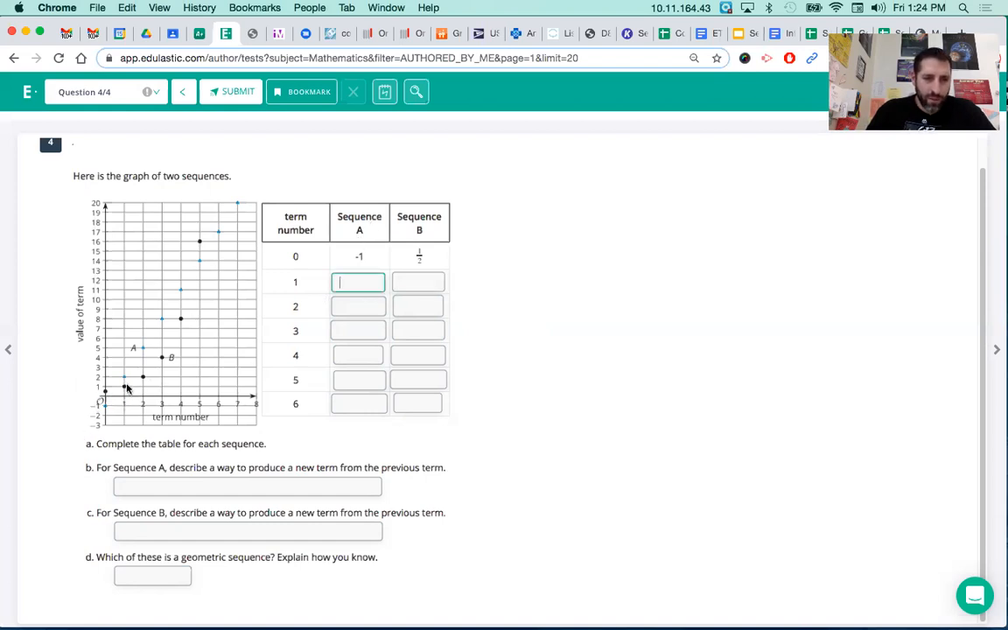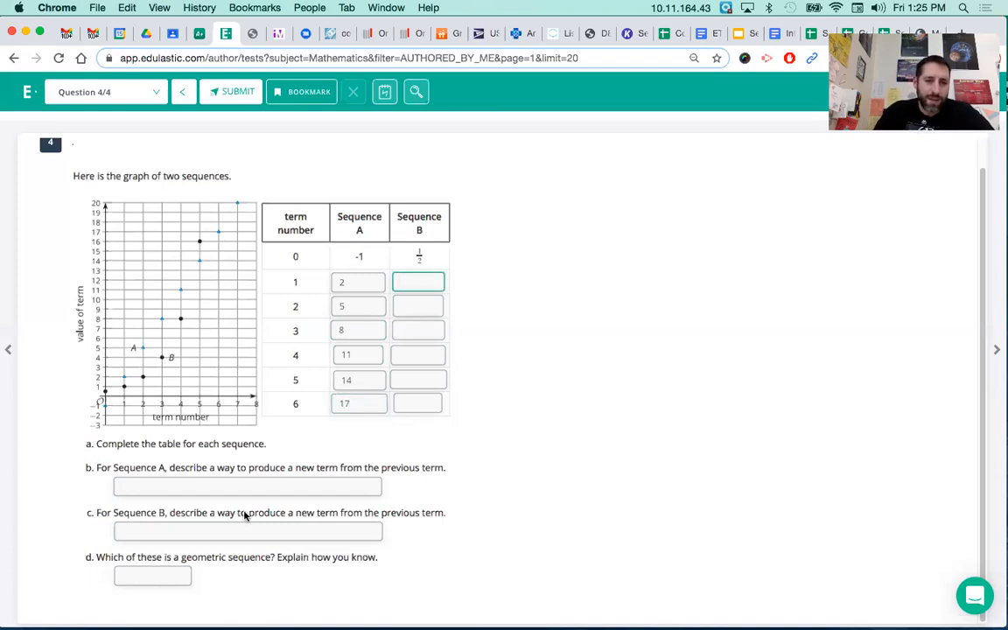So at 1, looks like our value of the term is at 2. When I go to term 2, it's all the way up to 5. When I go to 3, we're up to 8. All right, I see a pattern. 2 to 5 to 8. I'm adding 3 each time. 2, 5, 8, 11, 14, 17.